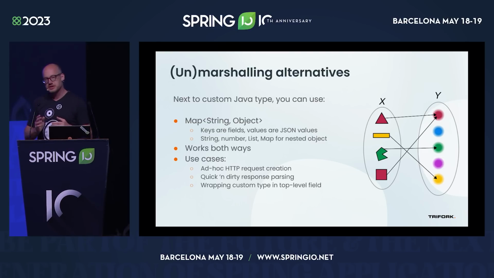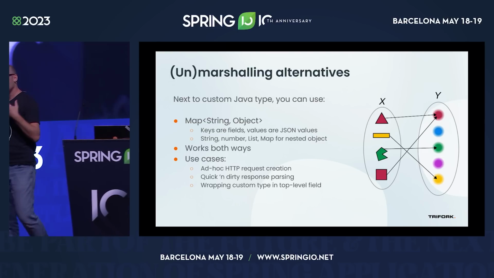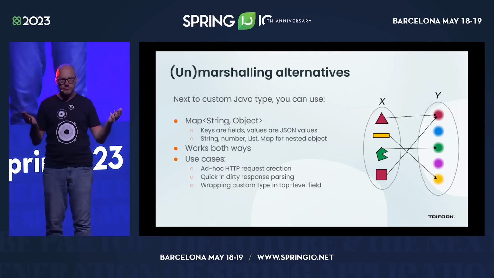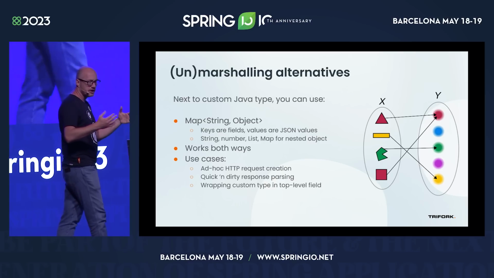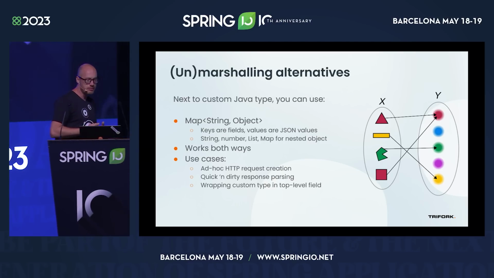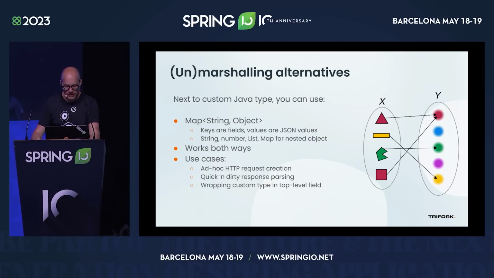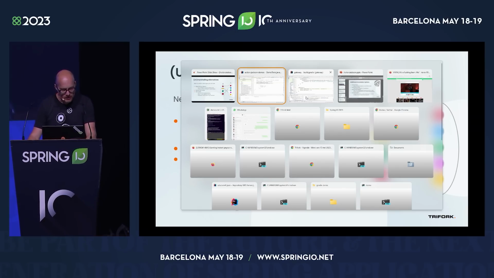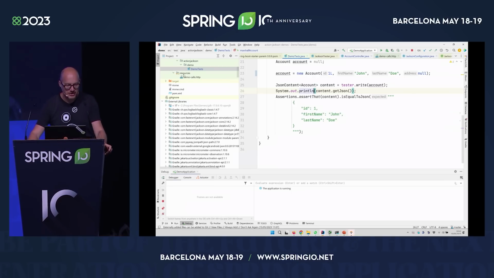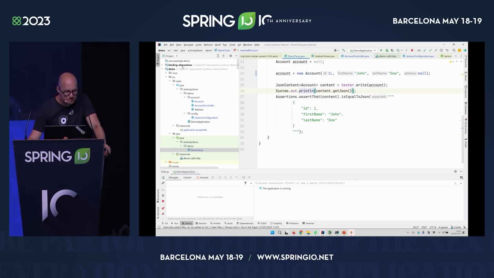There are some nice use cases for this. I use this a lot when I need to make a request with a REST template, for example, and don't really want to model the whole thing using some custom type, or for wrapping some stuff. And I actually have a demo where I can show you that. This requires internet, by the way, so we'll see if this works. Otherwise, I'll just explain what I'm doing.